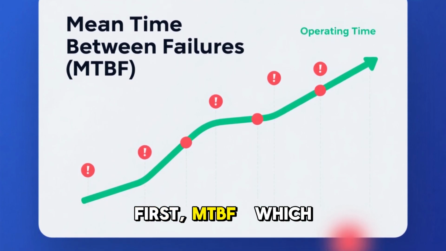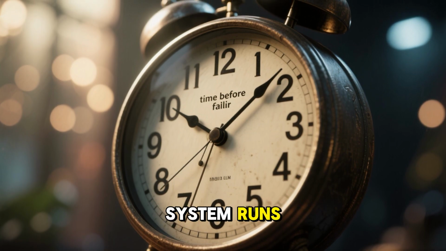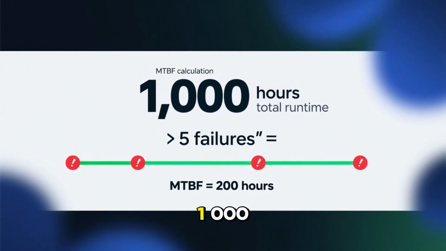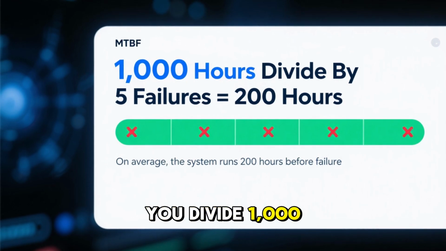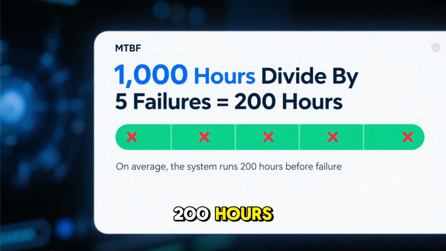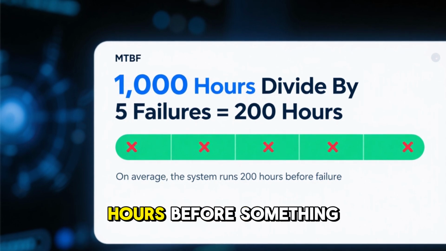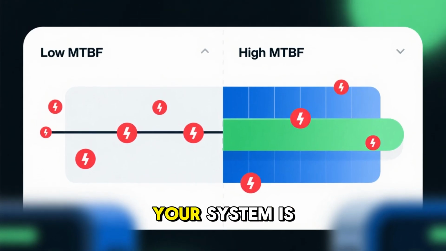First, MTBF, which stands for mean time between failures. This tells you how long a system runs on average before it fails. So imagine your system runs for 1,000 hours, and during that time it fails 5 times. You divide 1,000 by 5 and you get 200 hours. That means, on average, your system runs for 200 hours before something goes wrong. The higher your MTBF, the more reliable your system is.